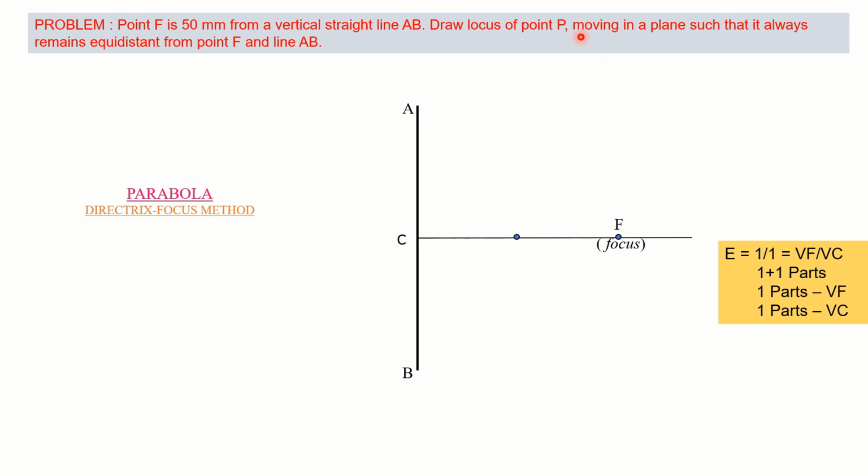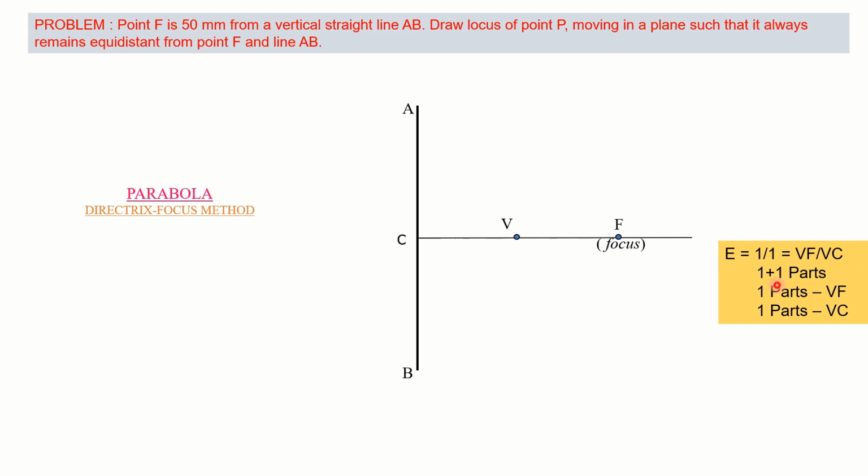Okay, so they have given here a point moving in a plane such that it always remains equidistant from F and line B. So this is the point which will move along the parabola. The ratio between CV and VF is equidistant. That means it is equal. They said it is equal, then we need to draw the parabola. So since they said equidistant, E is equal to 1. Anything divided by 1 is equal to 1. So E is equal to 1 by 1.